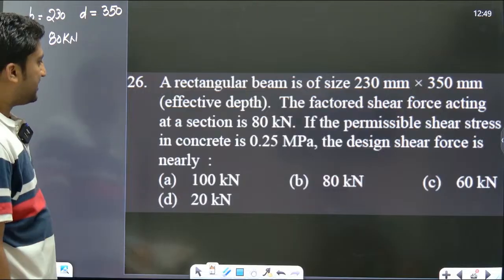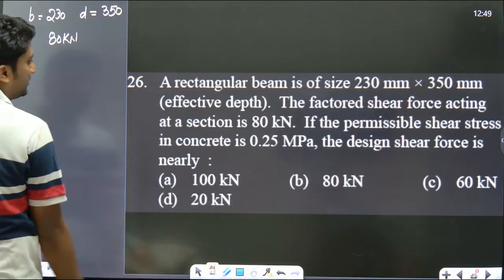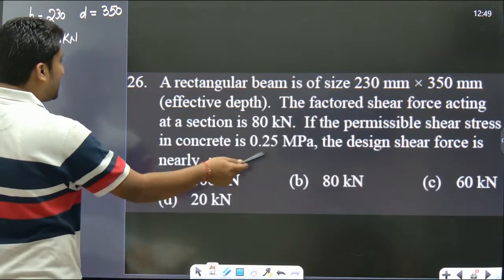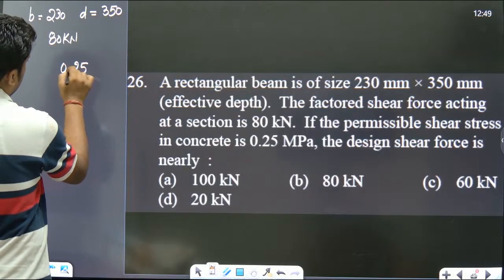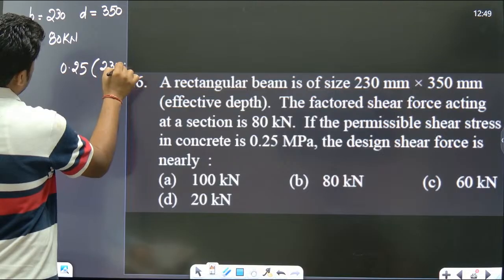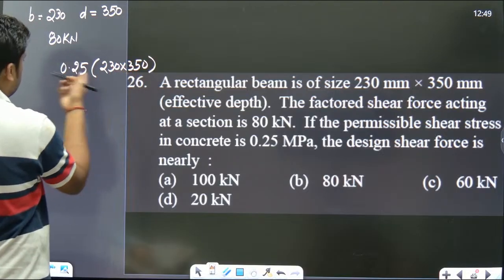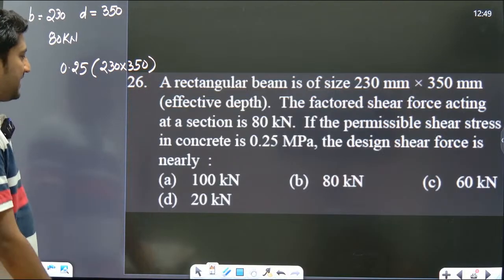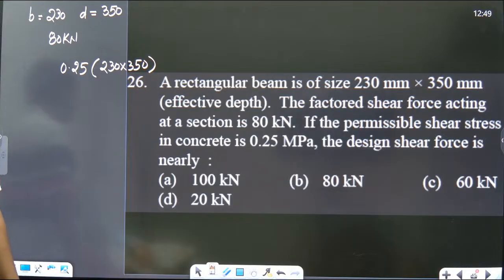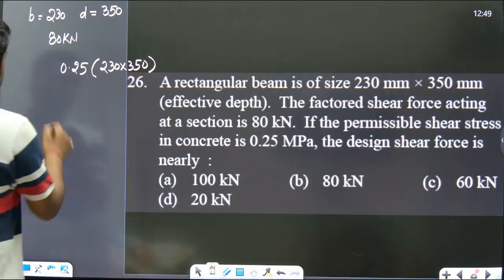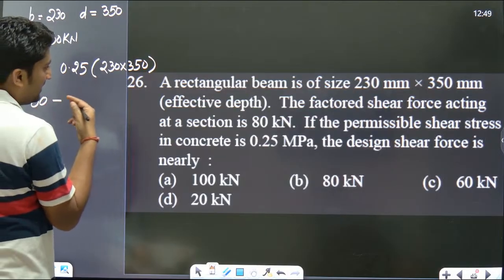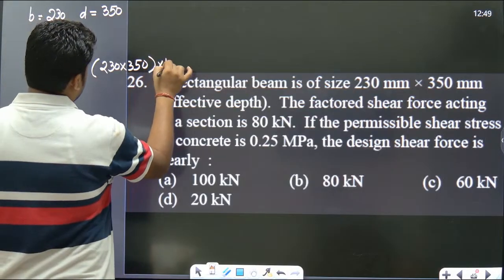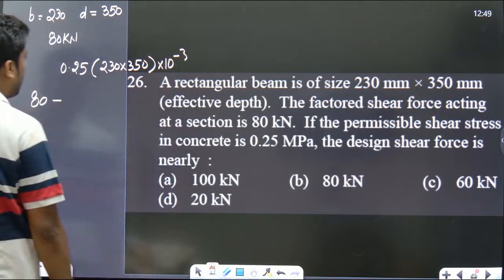If the permissible shear stress in concrete, tau c, is 0.25, then the shear the concrete can resist is 0.25 into 230 into 350. So this cross section can resist the shear of this value. The design shear force is nearly 80 minus this value. This value comes out in Newton per mm square, so to convert it to kilonewton, multiply by 10 power minus 3.